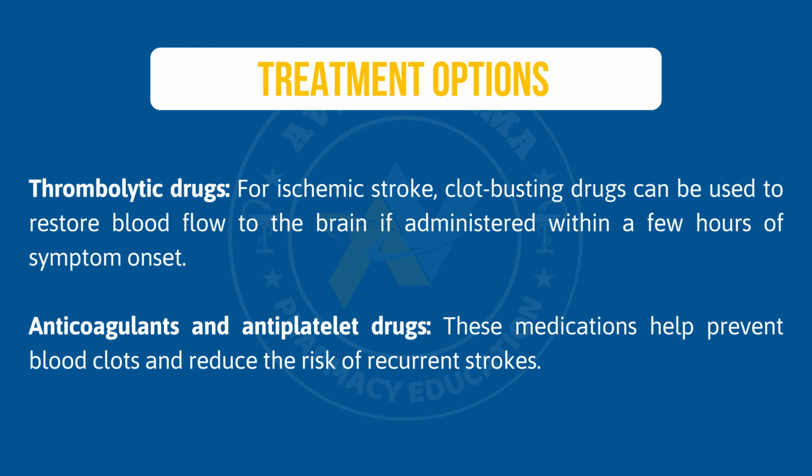Treatment options. Thrombolytic drugs. For ischemic stroke, clot-busting drugs can be used to restore blood flow to the brain if administered within a few hours of symptom onset. Anticoagulants and antiplatelet drugs. These medications help prevent blood clots and reduce the risk of recurrent strokes.